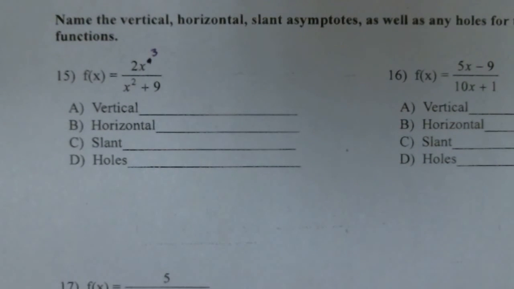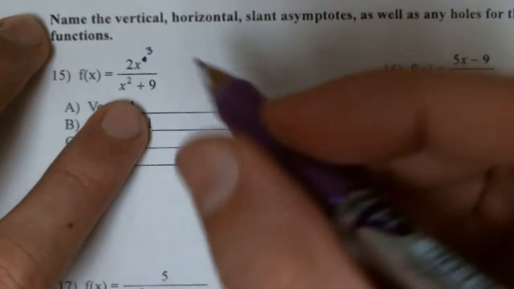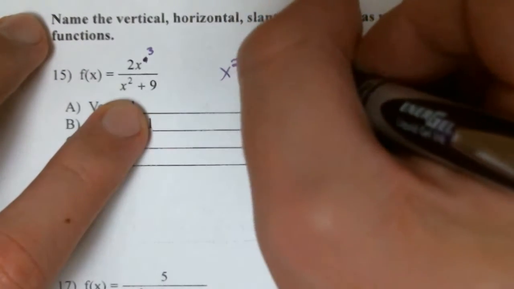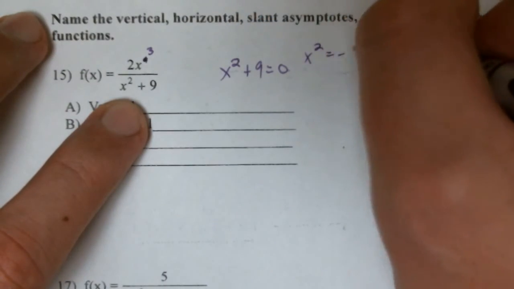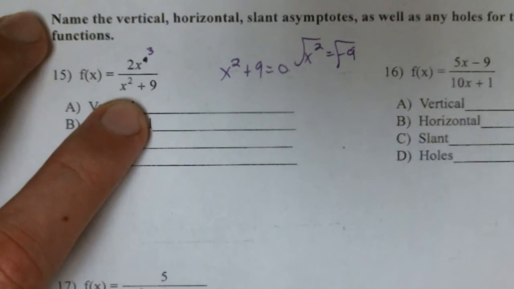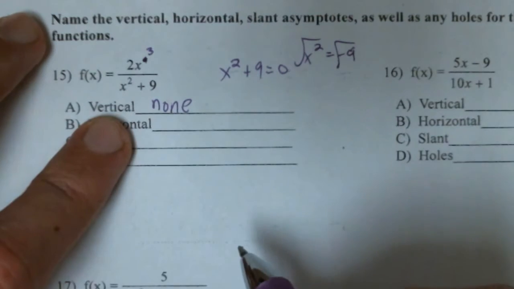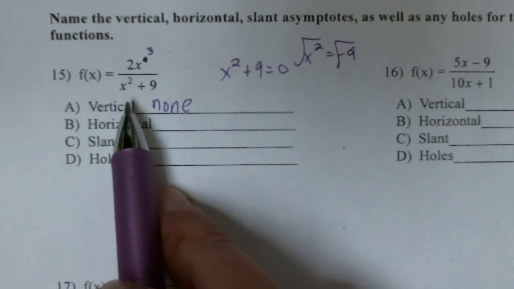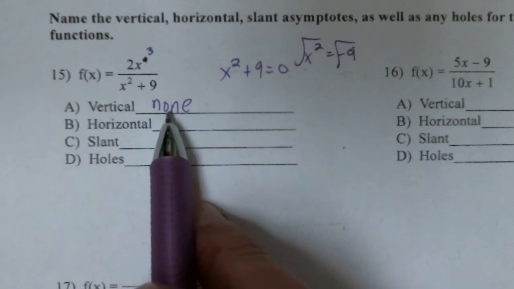Vertical asymptote is your excluded values. Where do I have zeros? What values give me 0 in the denominator? Well, if I set x squared plus 9 equal to 0, I get x squared equals negative 9. You can't take the square root of a negative. So I don't have any vertical asymptotes, okay? All right, so that's if you have imaginary solutions, then it's just none.